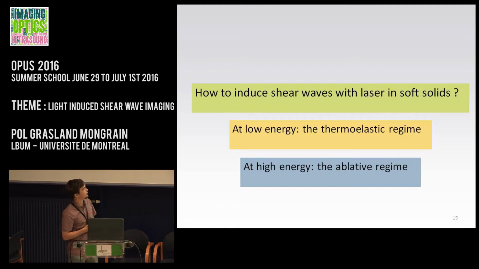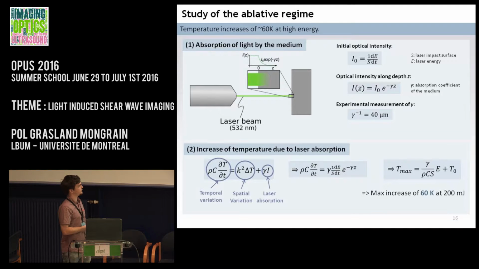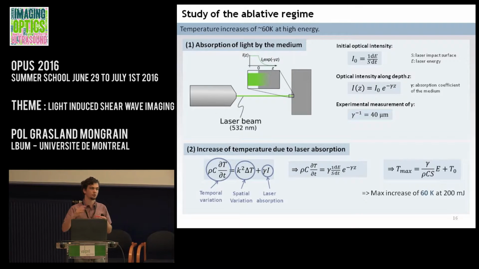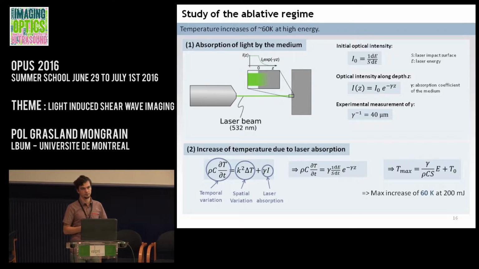And now we can see the ablative regime, which is at higher energy. So the temperature and absorption of light is the same as previously. Just the main difference is that the increase of temperature is about 60 Kelvin. So at 60 Kelvin, we are closer to a vaporization temperature of the medium. If we approximate the medium to water, it is close to the temperature of vaporization of the water.